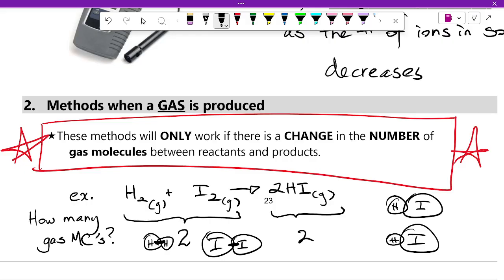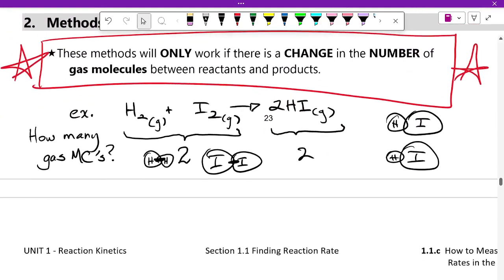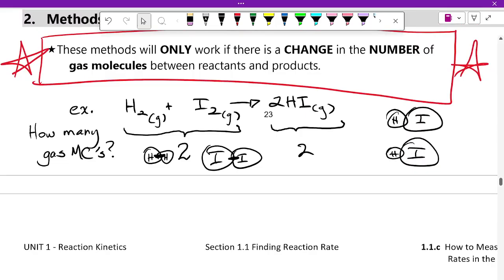No. It doesn't matter what gas you have, volume and pressure are unaffected by the type of gas. So if you see a reaction where you have gases, don't always assume that you can just measure pressure or volume. You actually have to start with more gas and finish with less gas, or start with less gas and finish with more gas. Okay?